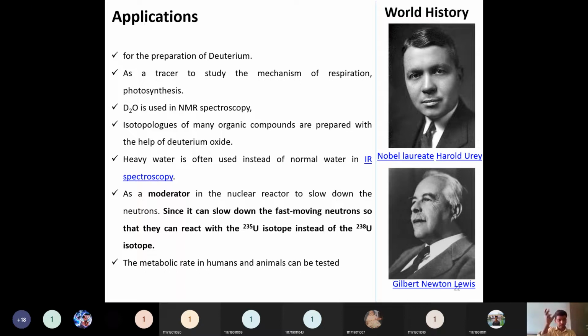If the neutrons are absorbed inside the reactor, or inside the nuclear fuel, that is wastage. In order not to have that much wastage, we have to use a moderator. That moderator is nothing but deuterium oxide. One of the moderators is deuterium oxide, or heavy water.